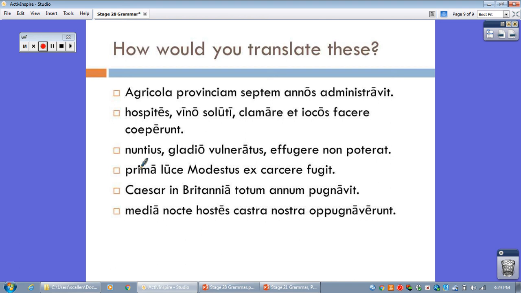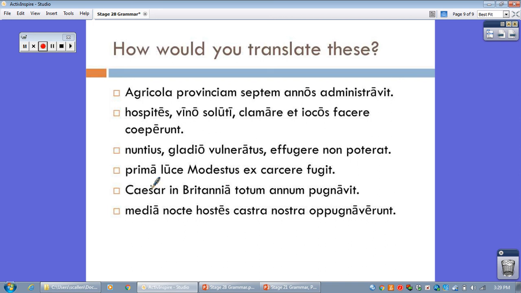How about this one? Prima luce modestus ex carcere fugit. Well, I see an ablative word with prima and also with luce, and I know that lux, lucis means light, so it's probably telling me specifically when an action occurred. It's an ablative of time when. So at first light, Modestus fled from the prison.